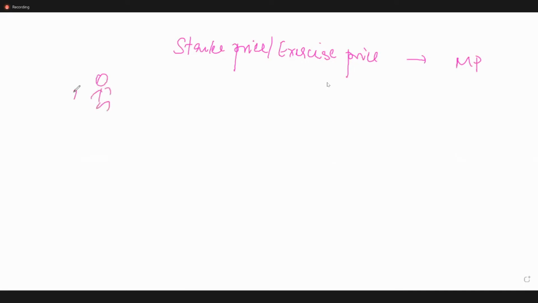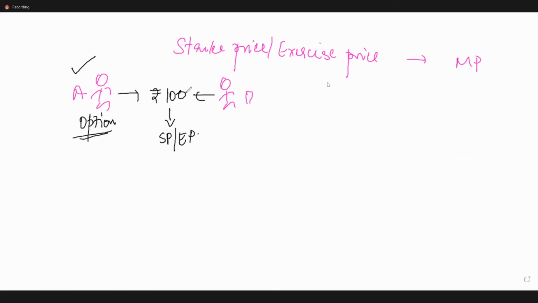So let's say you entered into an option contract. Let's say there is A and B. Both of them entered into a contract to buy and sell some asset for 100 rupees. So what is this? This is my strike price or my exercise price. Who has the option? Let's say Mr. A. Mr. A has got the option contract to buy this asset at 100 rupees.